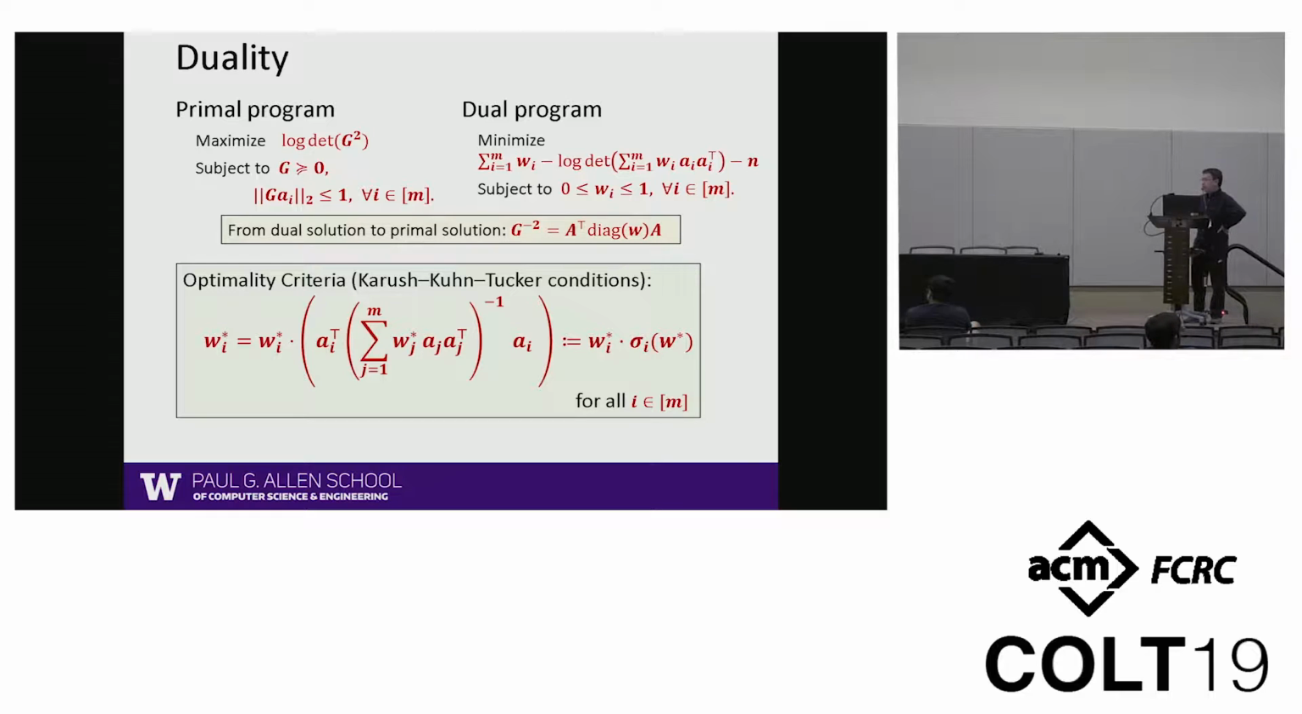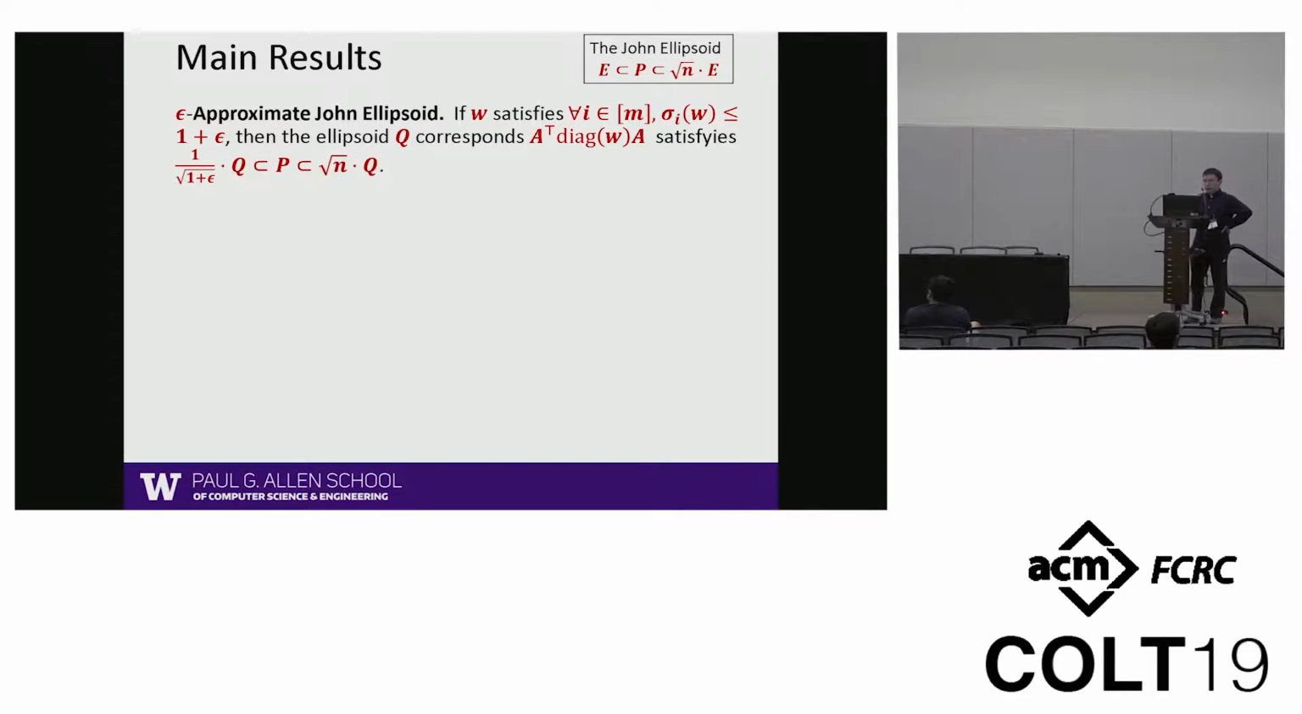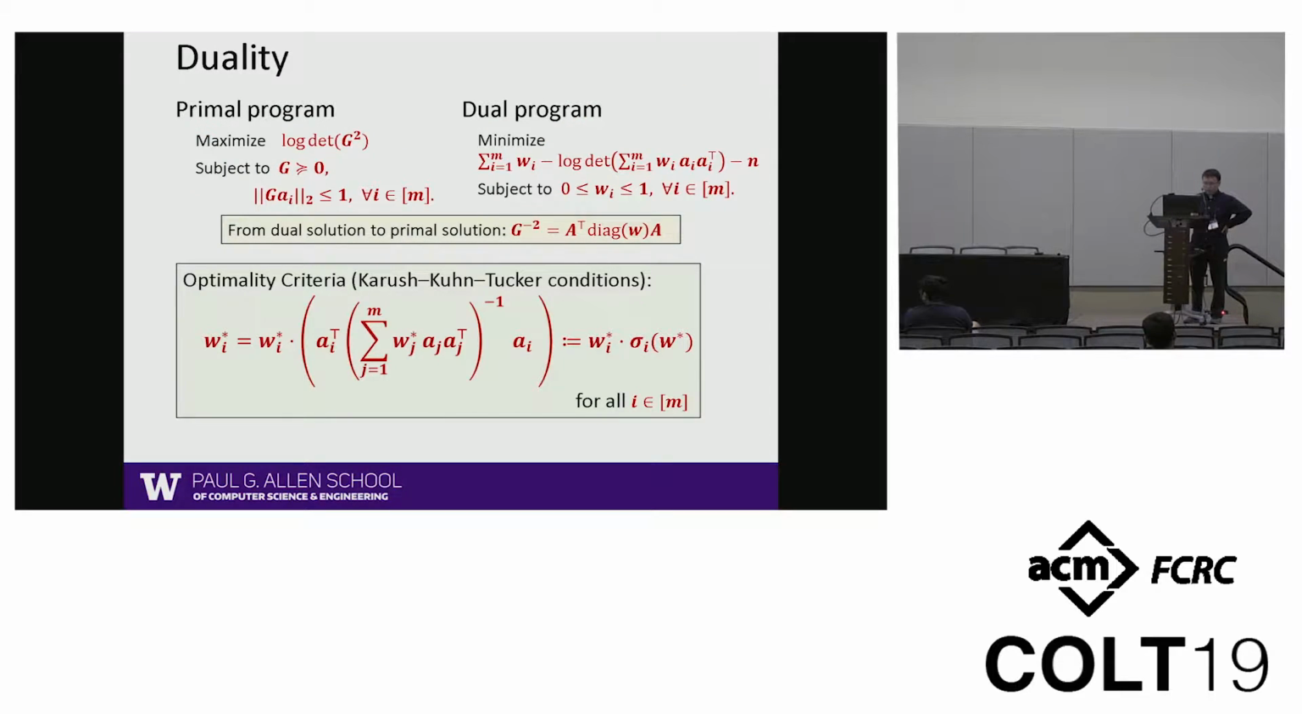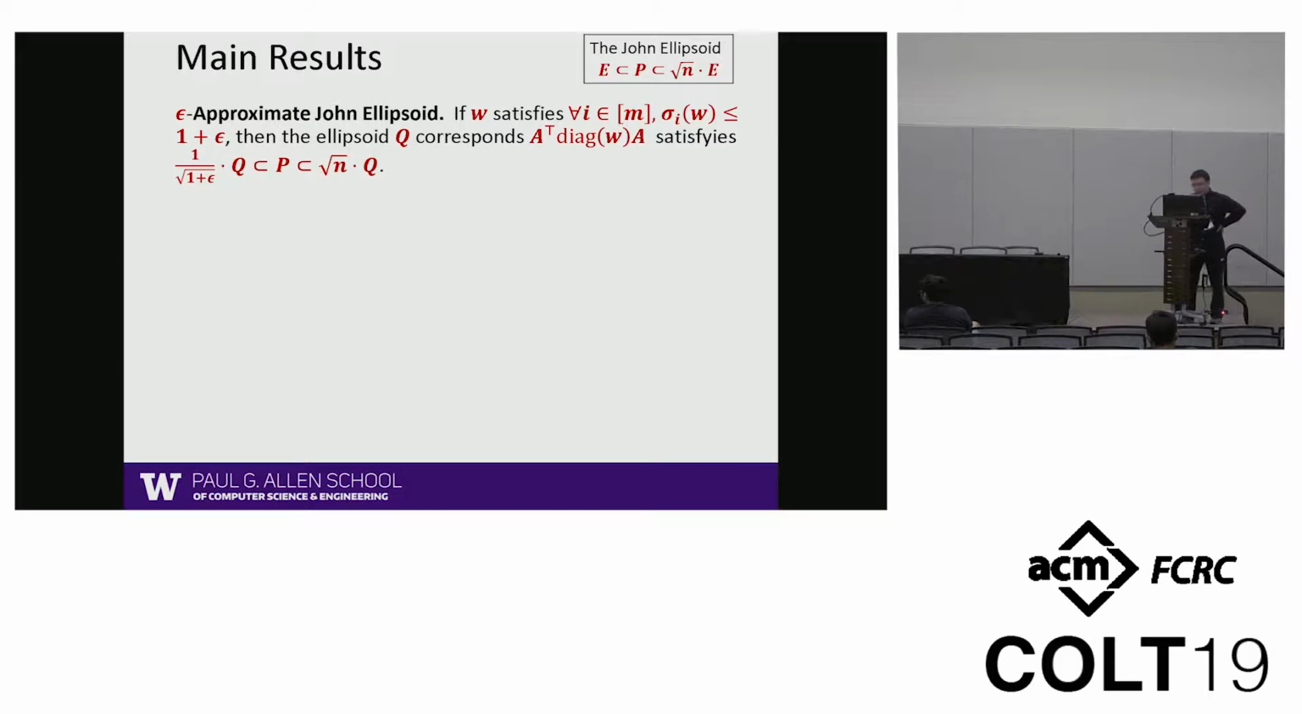With this function sigma I defined, we can also talk about approximate John ellipsoid, which means if some weight W satisfies the condition that for all the indices I, the sigma I of W is bounded by 1 plus epsilon, then we can generate an ellipsoid Q from this W with this transformation. And this ellipsoid Q will satisfy something that is not exactly the same, but approximates the guarantee given by the best ellipsoid, the John ellipsoid E.